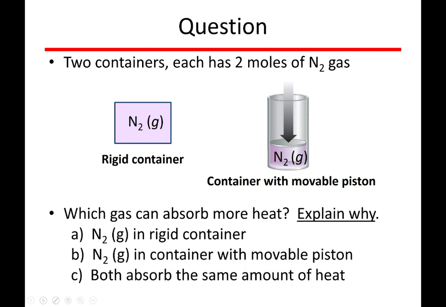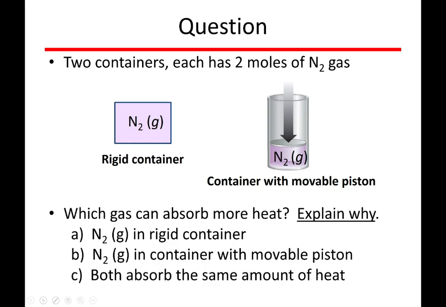So think about this. Is the nitrogen in the rigid container capable of absorbing more heat? Is the nitrogen in the container with the movable piston capable of absorbing more heat? Or can both samples absorb the same amount of heat? Take a moment to think about this and put in what you think the answer is.